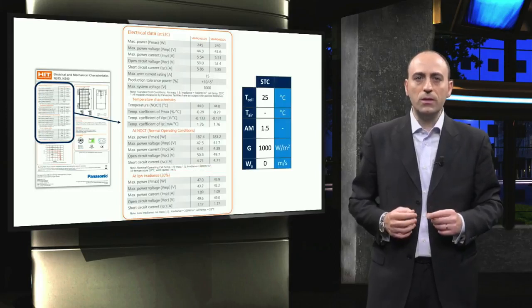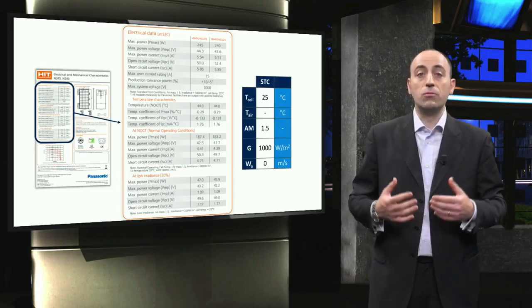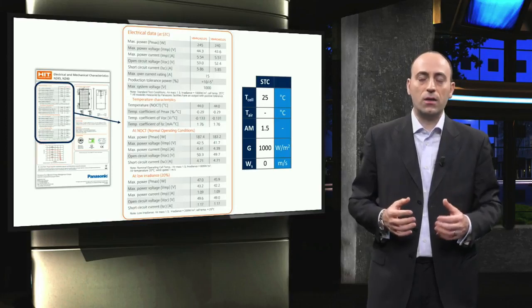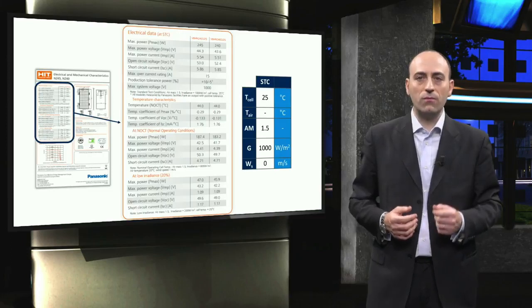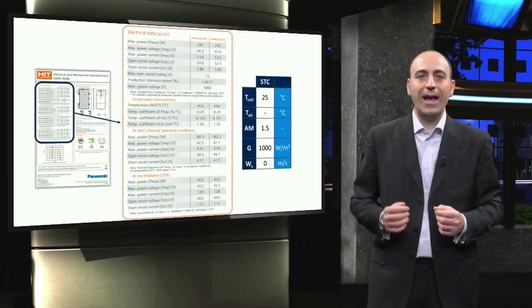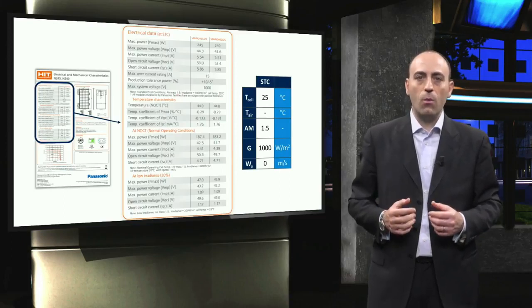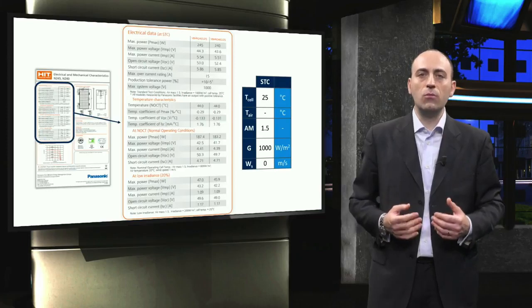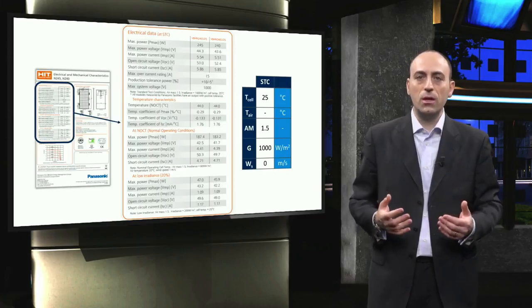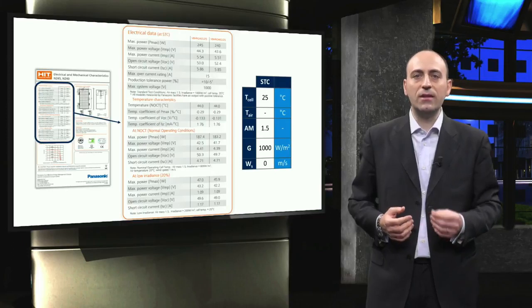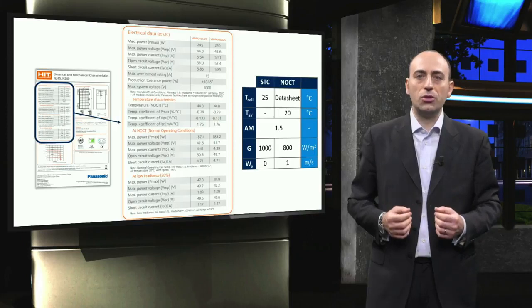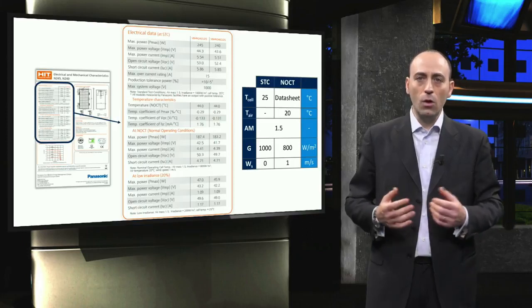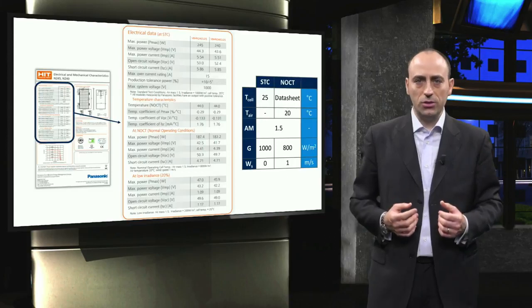Let's start with the properties at the standard test conditions. As you may recall, the standard test conditions are 1 sun illumination, which is the AM 1.5 spectrum at 1000 watt per square meter, a constant module temperature of 25 degrees Celsius, and the absence of wind. However, under outdoor conditions, the modules are typically at a higher temperature than 25 degrees Celsius and at lower irradiance conditions. Therefore, the nominal operating cell temperature, or NOCT, of a PV module is provided in the datasheet.